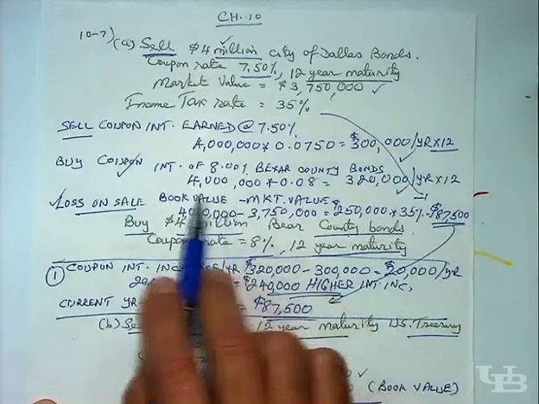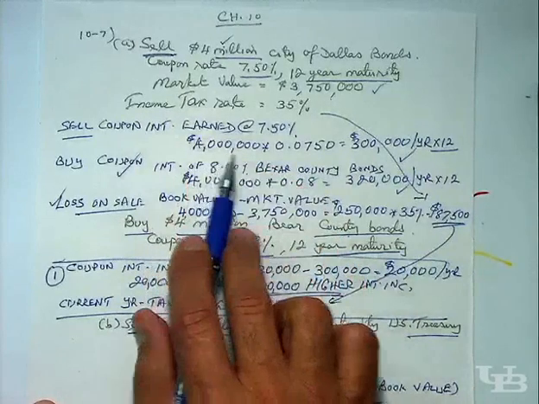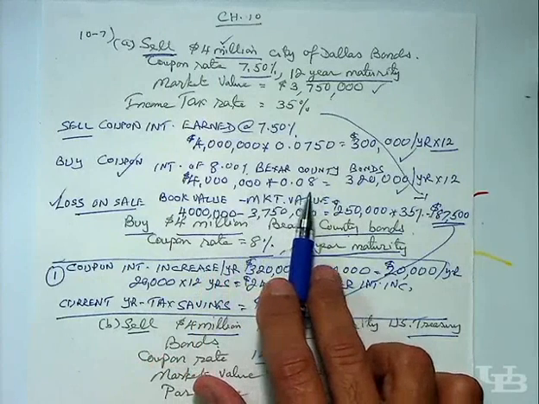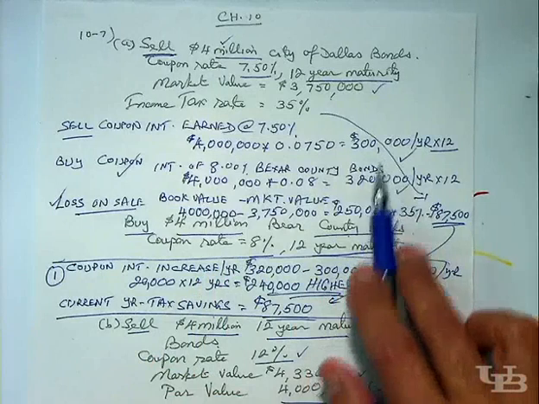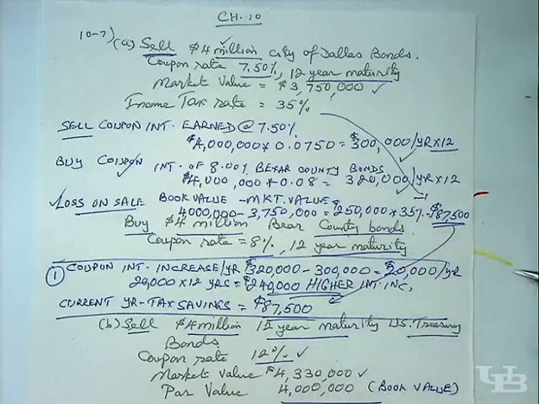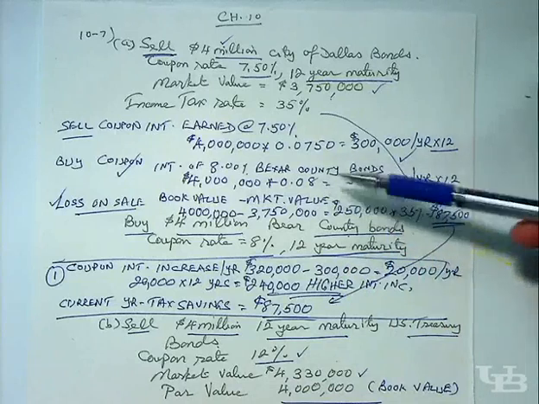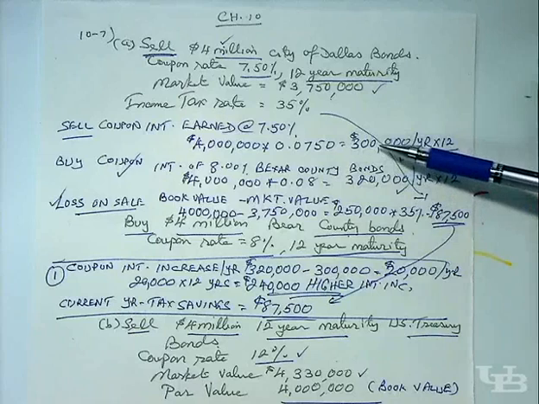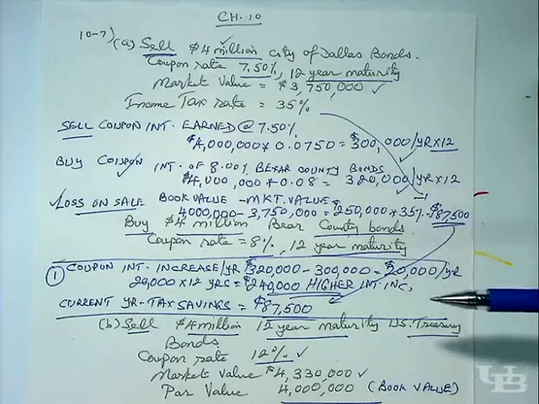Again, keep in mind that they will take this $4 million and invest in Bexar County bonds, and they will earn 8% interest. Now the annual interest income will rise from $300,000 to $320,000 by investing in higher interest bonds. They will sell 7.5% bonds and forego receiving $300,000 interest. However, they will receive $320,000 interest by buying 8% bonds.